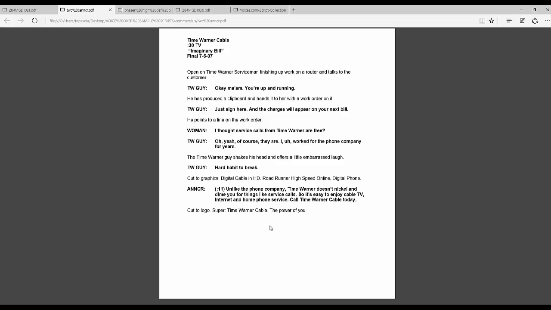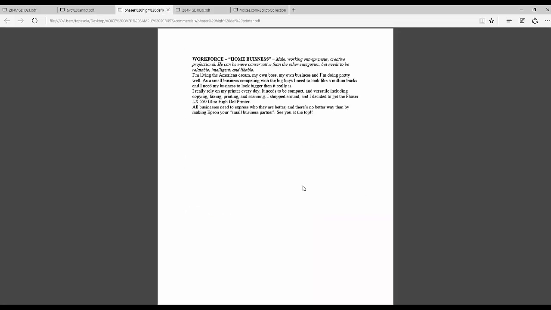So ensure that you bring about that name. Of course the logo, you see cut to logo, super Time Warner Cable. You don't have to say this, it will be displayed on the screen. All the announcer has to say is this. All right, so that is how that is done.